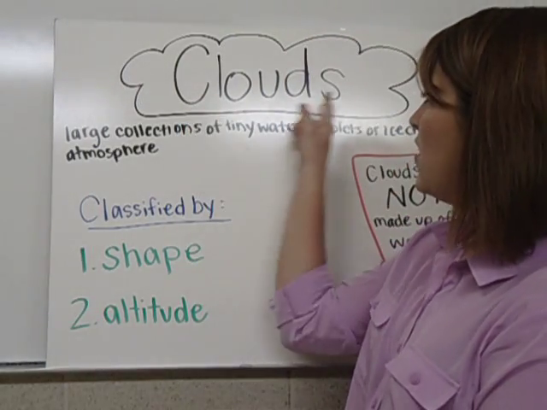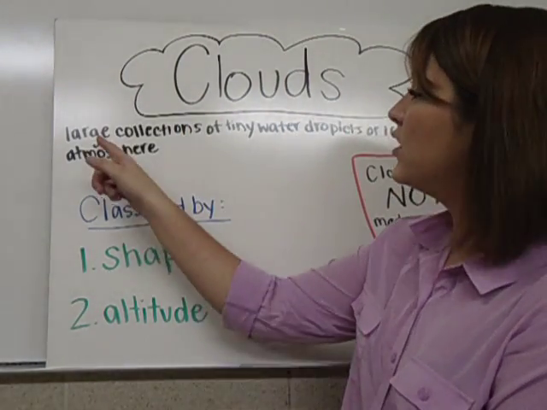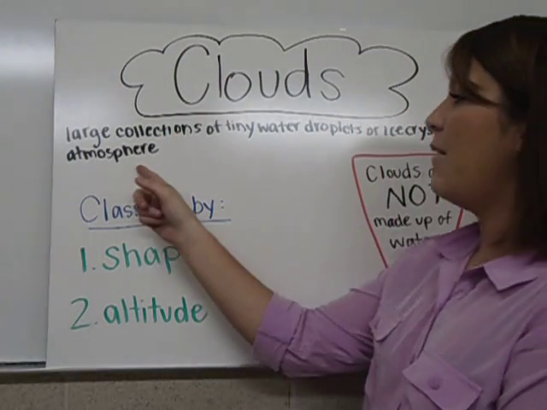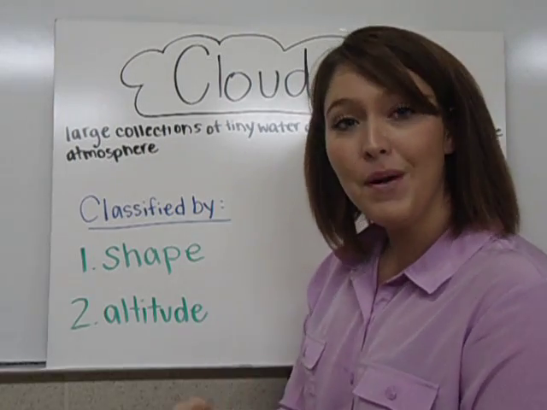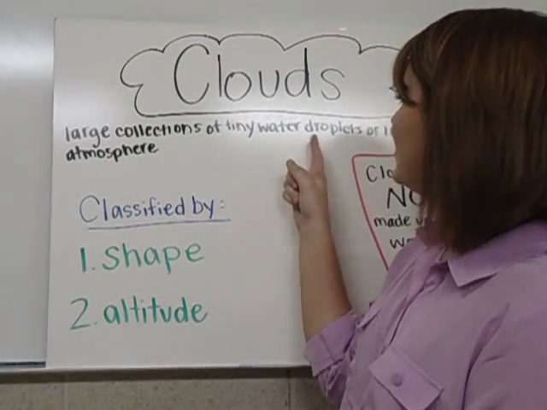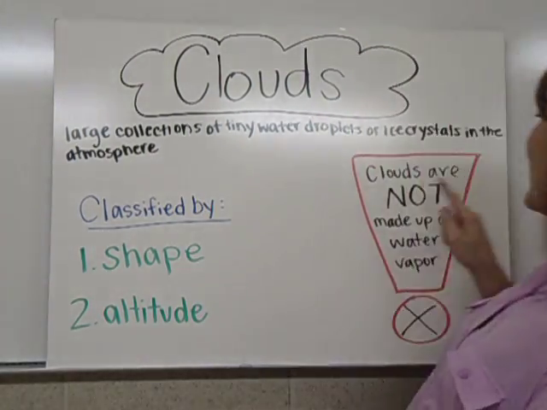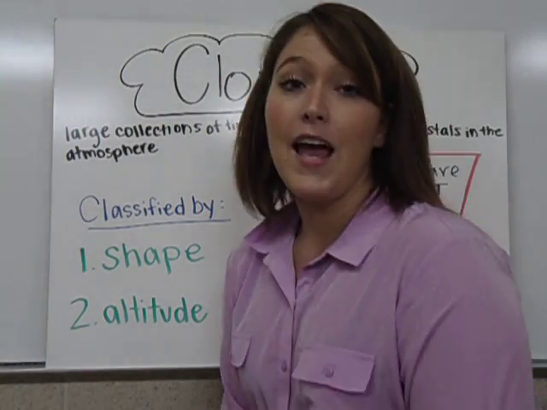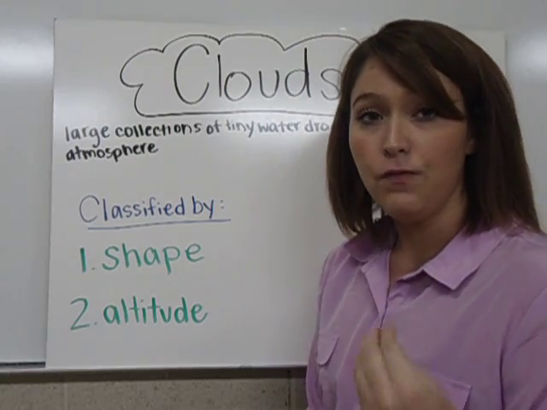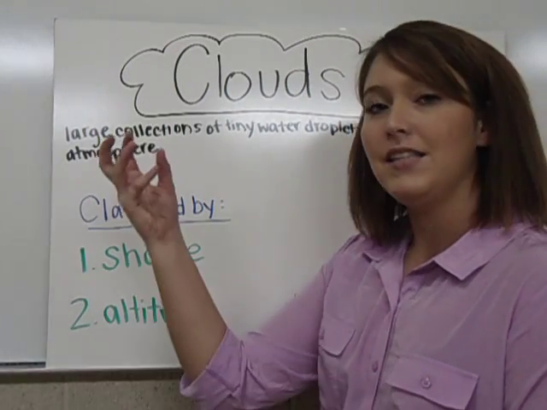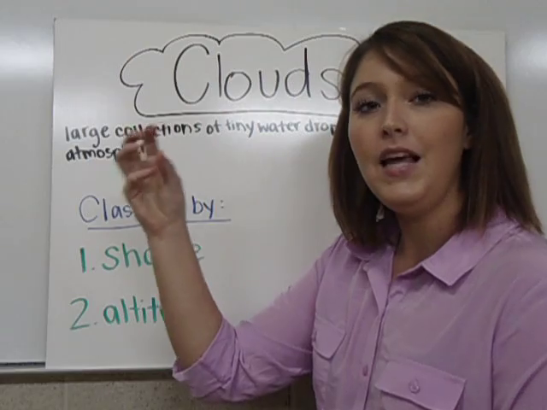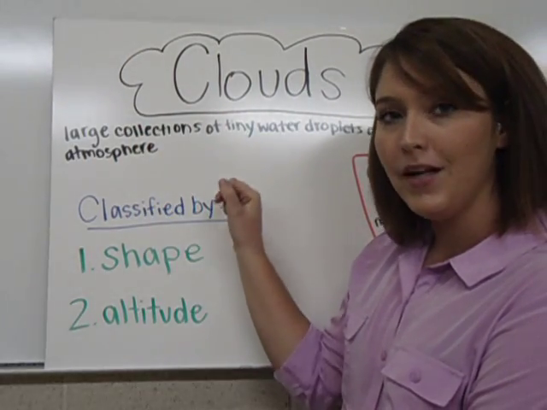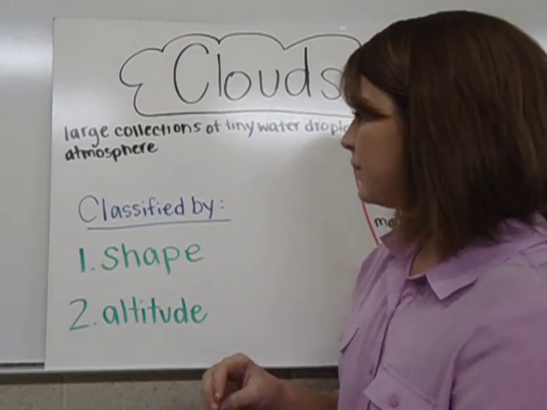Today we're going to be talking about clouds. A cloud is a large collection of tiny water droplets or ice crystals in the atmosphere. It's important to remember that clouds are actually droplets of water or ice crystals, but clouds are not made up of water vapor. Water vapor is water in its gaseous form. So when the air rises, it's in water vapor form, but then it condenses to form a cloud with actual water droplets making up that cloud.